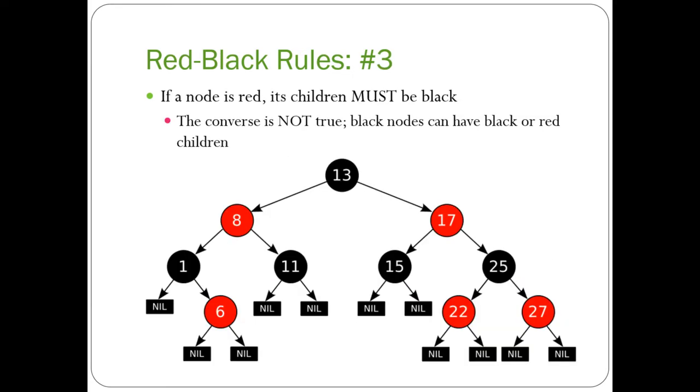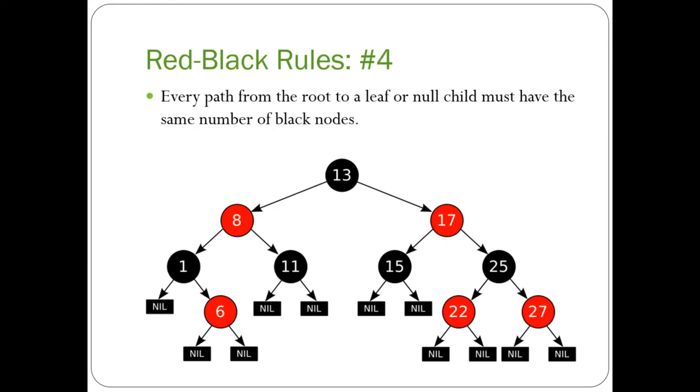Number three, if a node is red, its children must be black. The converse is not true. Black nodes can have black or red children. Red black rule number four: every path from the root to a leaf or null child must have the same number of black nodes.